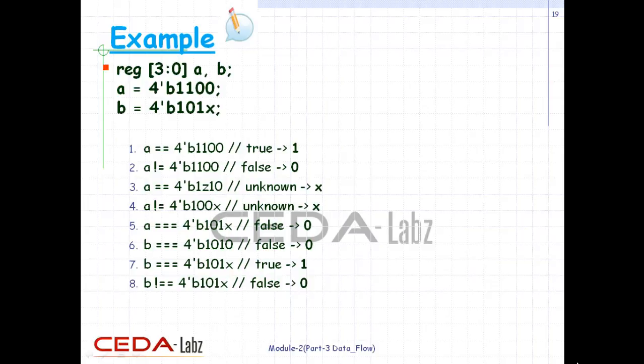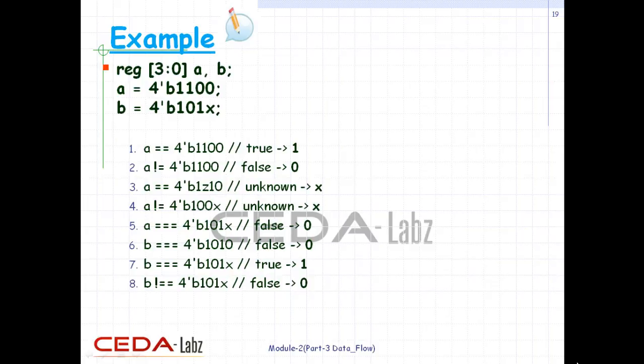Some of the examples are here of equality operators. Two 4-bit registers, A and B. Is A equal to 4-bit 1100? And yes it is, that is why it will return 1. The second example is also like this. In the third one, A is compared with 4-bit 1Z10. One of the operands contains Z. So, the result will be unknown, that is, X. Similar is the case for the fourth one.